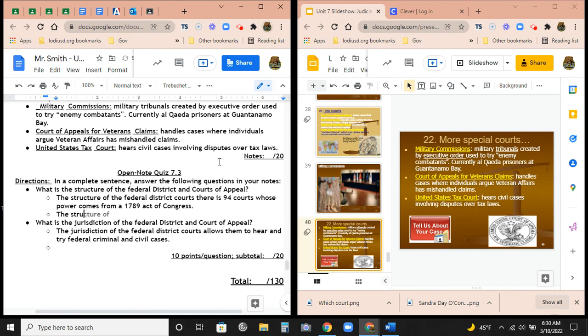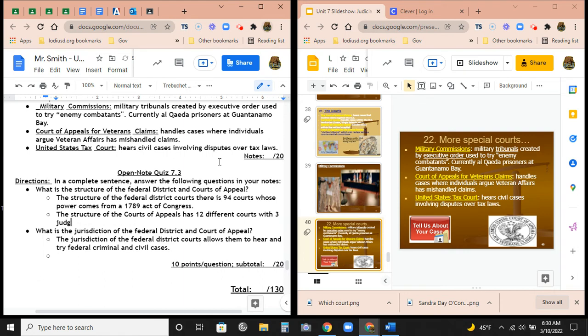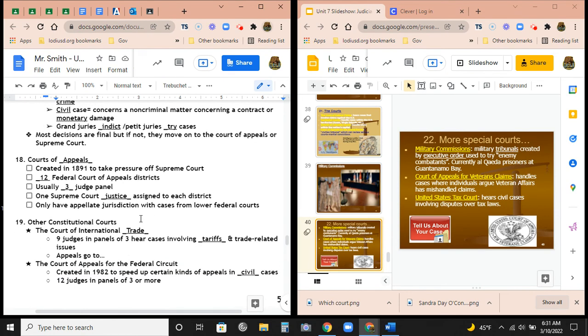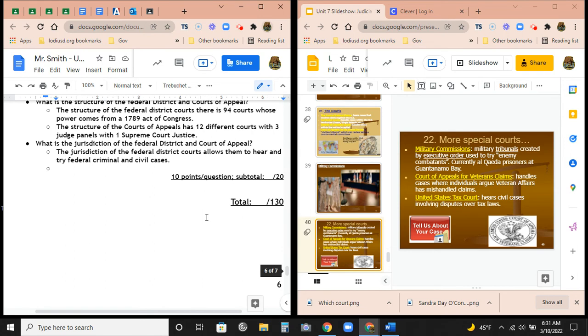So the structure of the courts of appeals has 12 different courts with 3 judge panels with 1 Supreme Court justice. All right, let's double check that. Okay, you have 12 federal courts of appeals, 3 judge panels. Okay, then the next part is jurisdiction. Okay, they only have appellate jurisdiction with cases from lower federal courts.